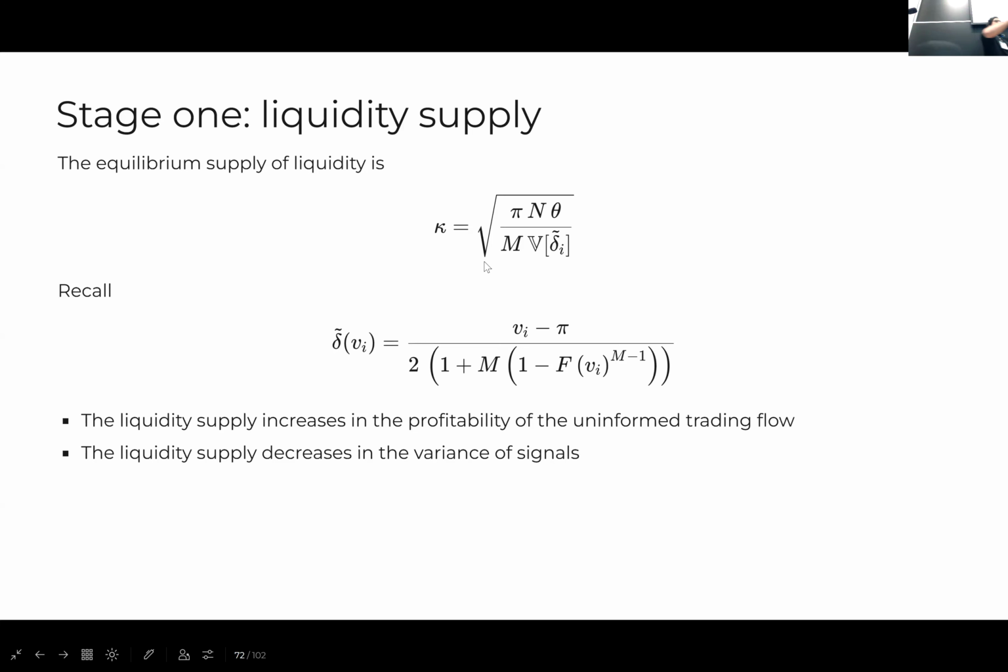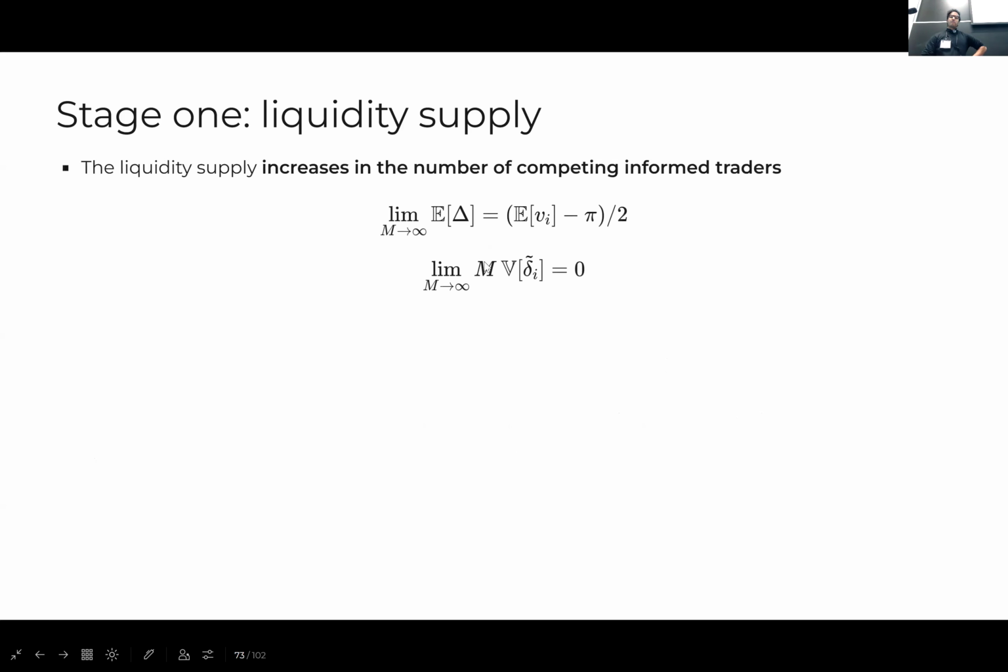Because the more variance there is in the trading signals of the informed traders to whom I'm supplying liquidity, the more likely it is that I will lose money, because it means that the price is diffuse and maybe goes to more extreme values. Sorry, I have to rush through this.